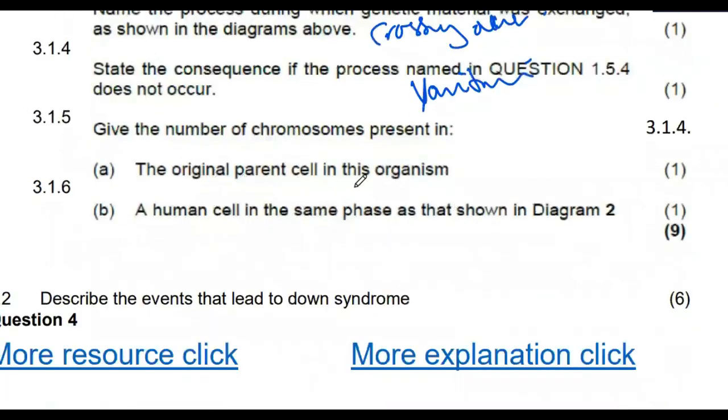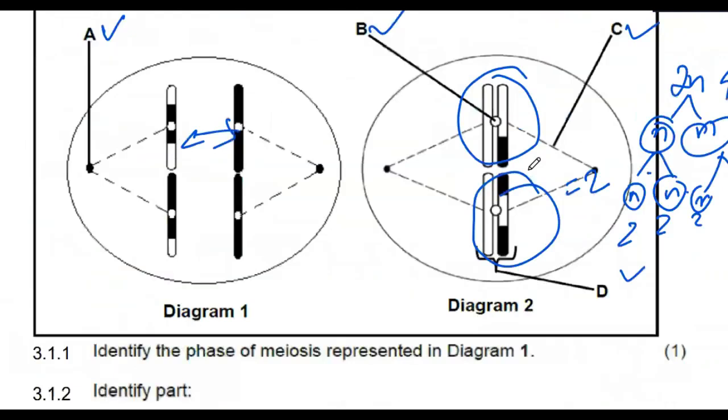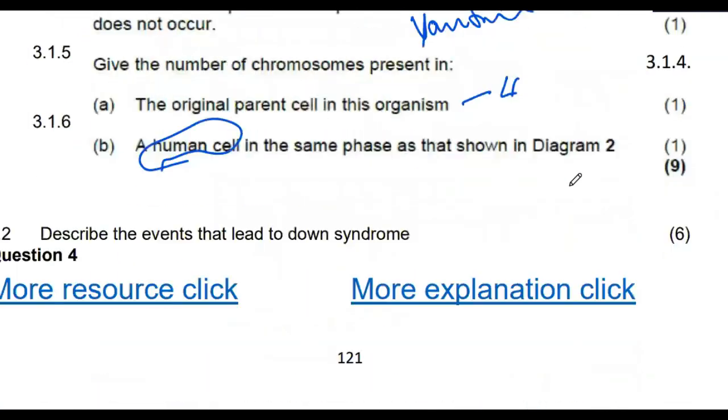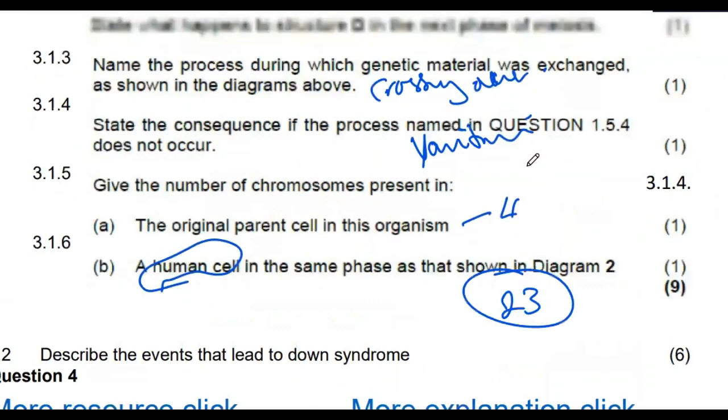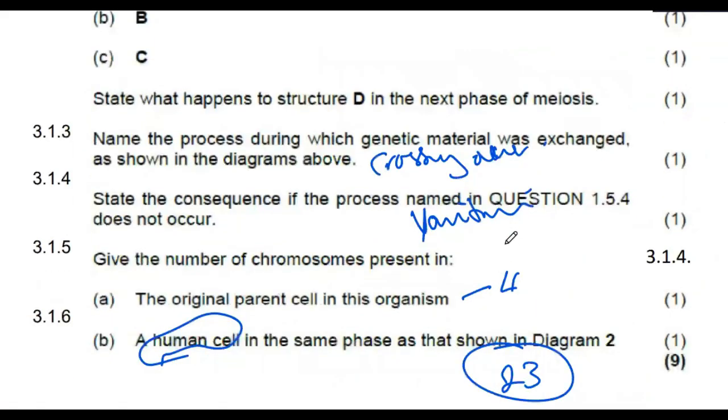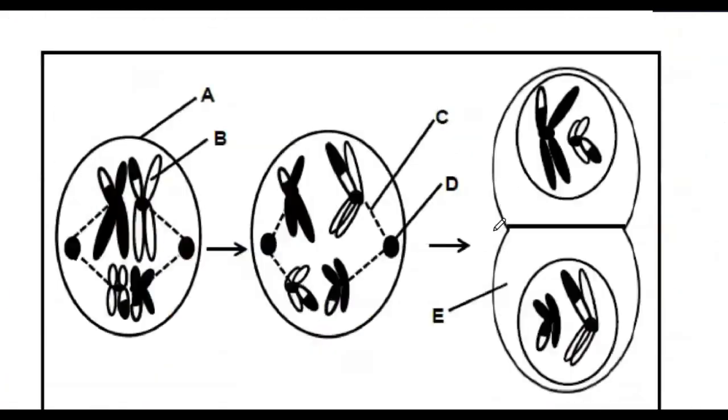And then now they are saying original cell. So for the original cell, it's going to be 4. And then now they are specifying a human cell in diagram 2. Because diagram 2 is haploid, it's going to be 23 chromosomes. So basically, that's how you're supposed to answer such questions, at least in meiosis.